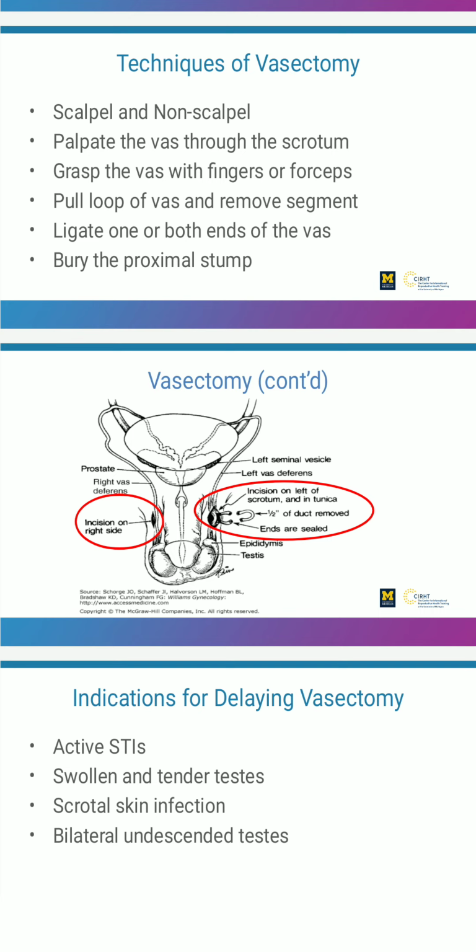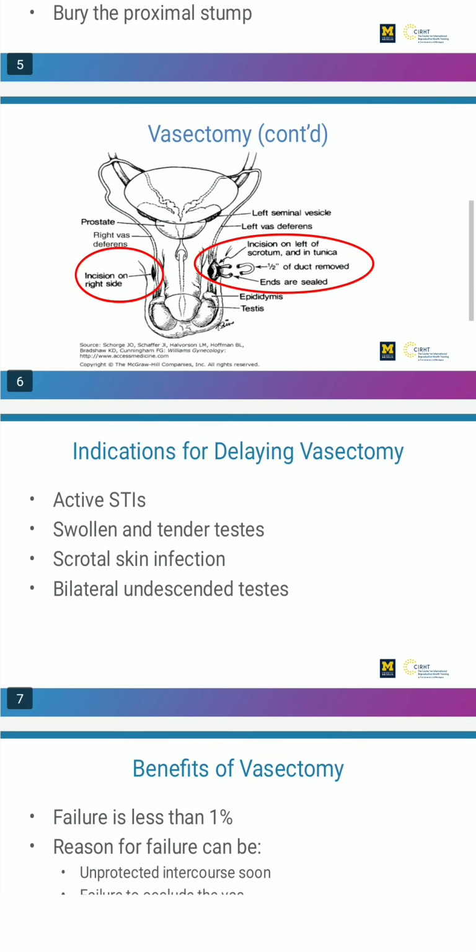You can observe the left seminal vesicle and left vas deferens, and this vas deferens transports the sperms. These incisions are on the left of the scrotum, and half of the duct is removed and the ends are sealed or tied with stitches.